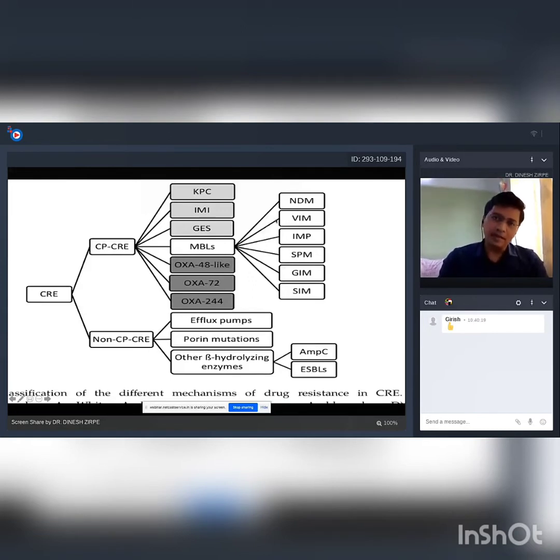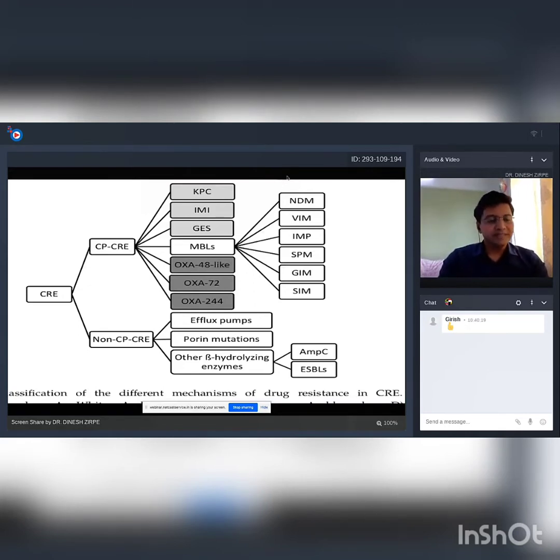So in MBL, NDM is New Delhi metallo-beta-lactamase. What is the importance? Actually, it was discovered in 2010. There was one Swedish patient who came to Delhi. He got treated here in one of the Delhi facilities, and then he went back, and then they diagnosed him to having NDM. So now there are multiple types for that, NDM1 to NDM5.